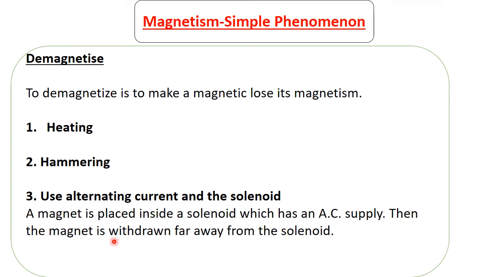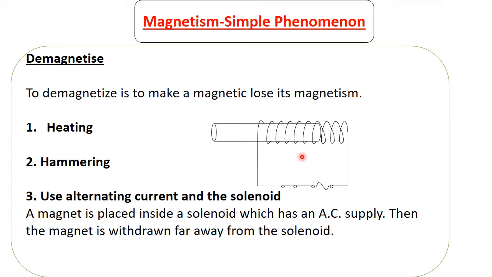So what you do is, a magnet, you place it inside the solenoid, which has an AC supply. Then the magnet is withdrawn away from the solenoid. So you have this solenoid. This symbol here shows that the supply is AC. As the AC, which is power from Zesco, is passing here, you can just withdraw the magnet. You keep on doing this many times. This magnet is going to lose its magnetism.